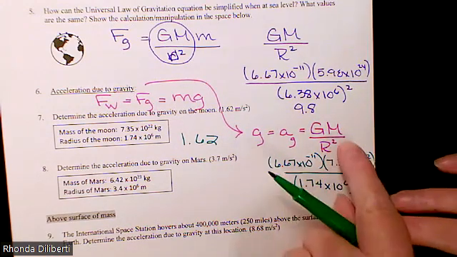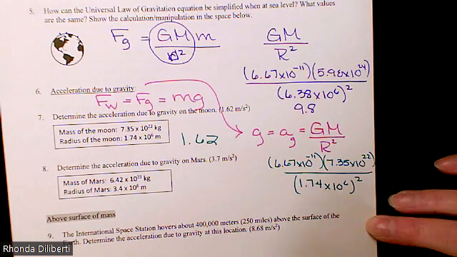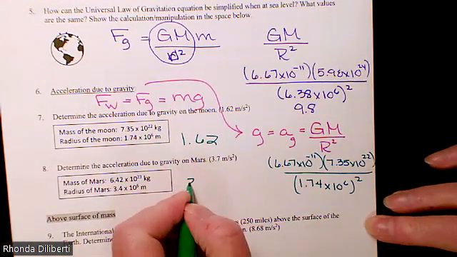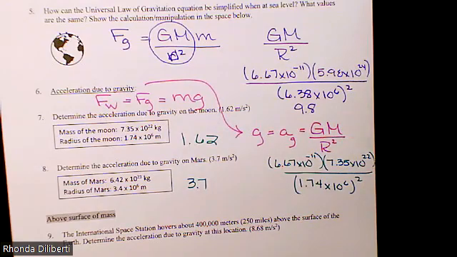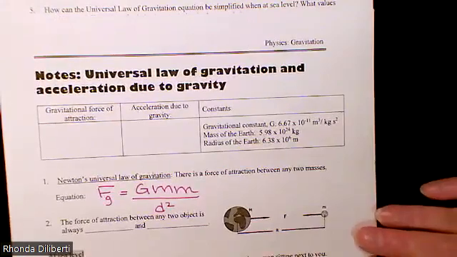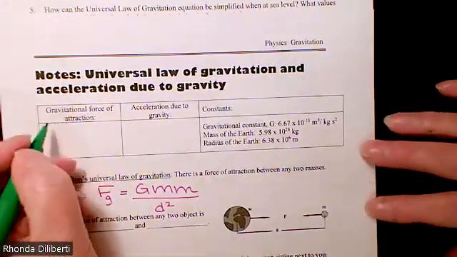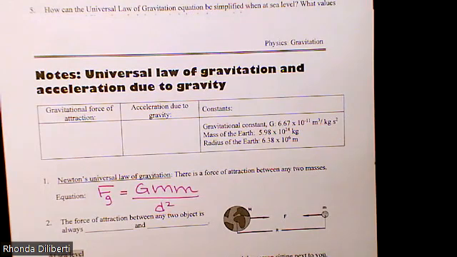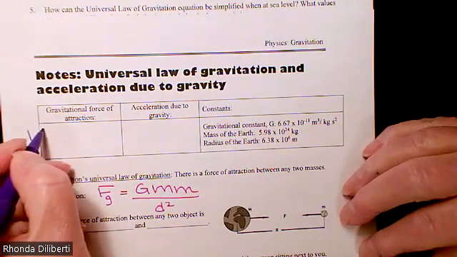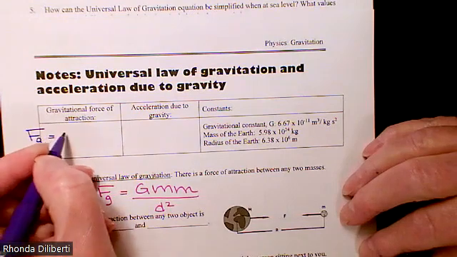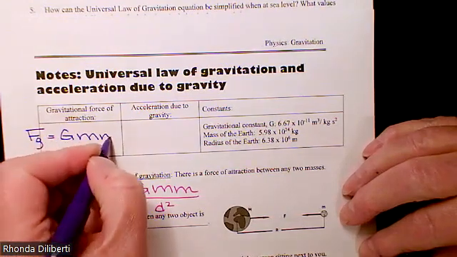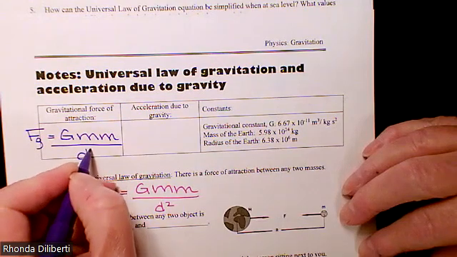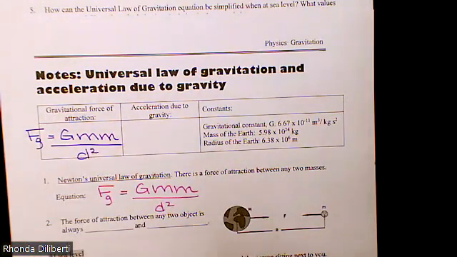And you can also plug in the mass of a planet and the radius of the planet. Using Mars as an example, you should get 3.7 meters per second squared for Mars. I'm going to go back to the first page for a minute. So in summary, the universal law of gravitation is this equation over d squared. Sometimes that distance can be a radius. So it's very common to see that as a radius also.